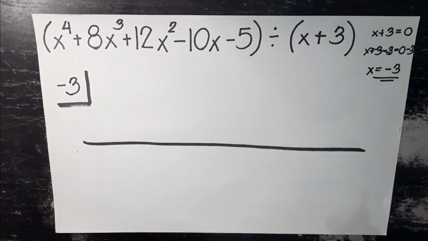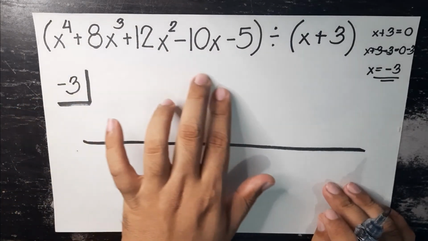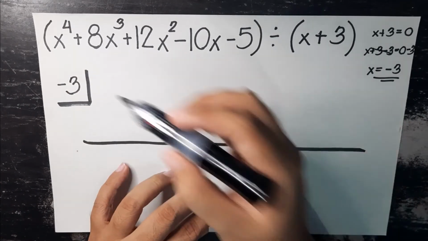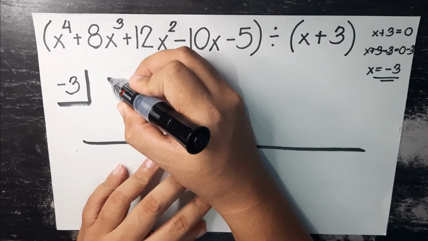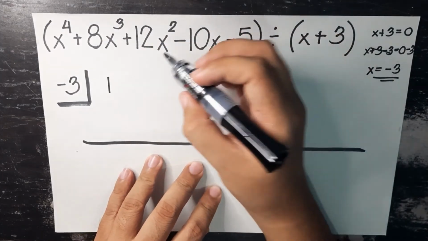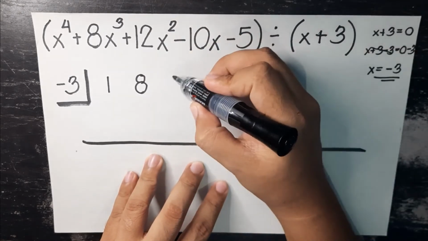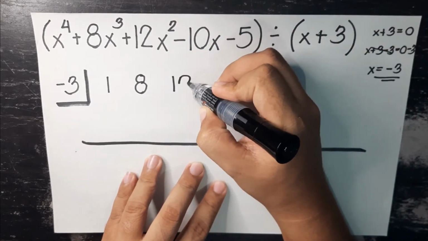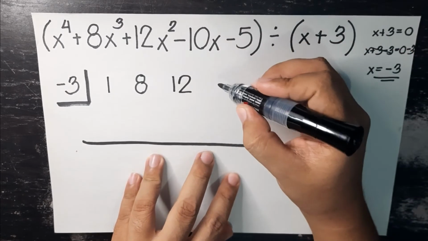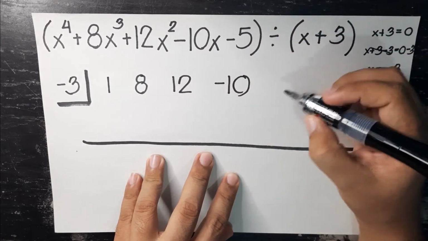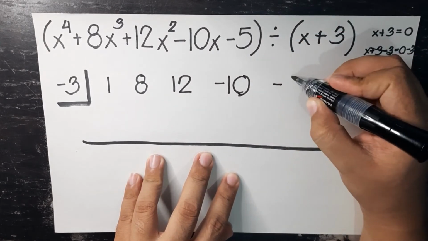Now, since they are already arranged in standard form, let us bring down all the numerical coefficients. X to the fourth gives us 1. 8x cubed, 8. 12x squared gives us 12. Negative 10x gives us negative 10. And then negative 5.